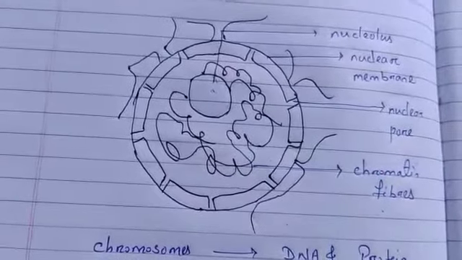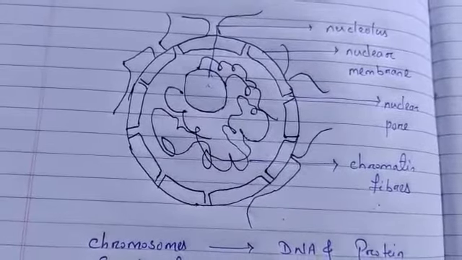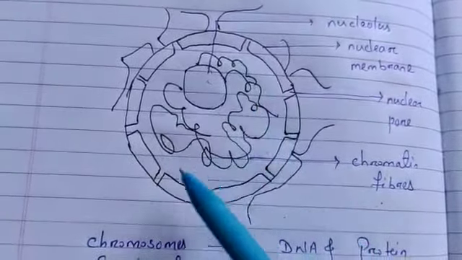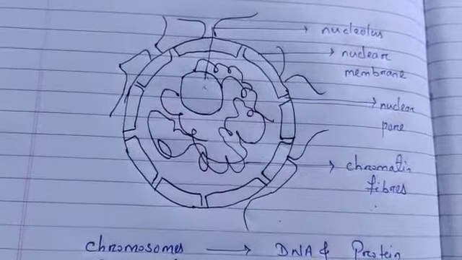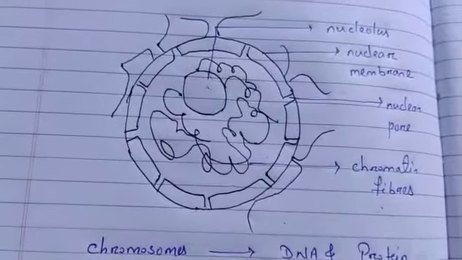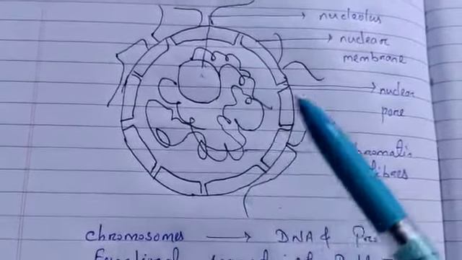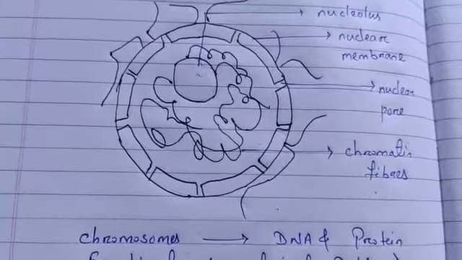And when the cell is not dividing, at that time the DNA is present as chromatin material, or it is visible as an entangled mass of thread-like structures. And whenever the cell is about to divide, these chromatin fibers or chromatin materials get organized into chromosomes.